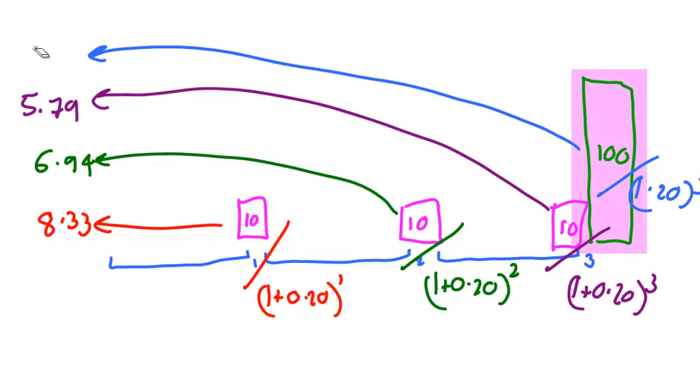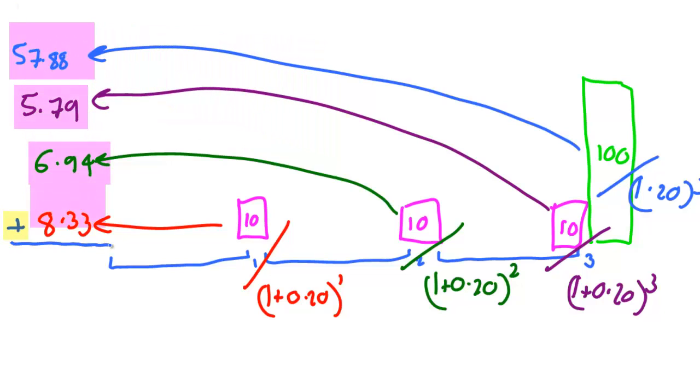Finally, we also present value that big final principal payment, then we add up all 4 values to figure out the overall price for the bond. And we find that the sum comes to $78.94. So far, so good.